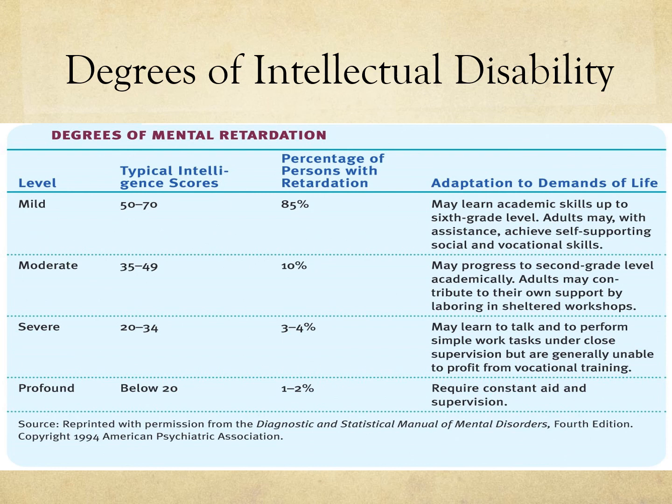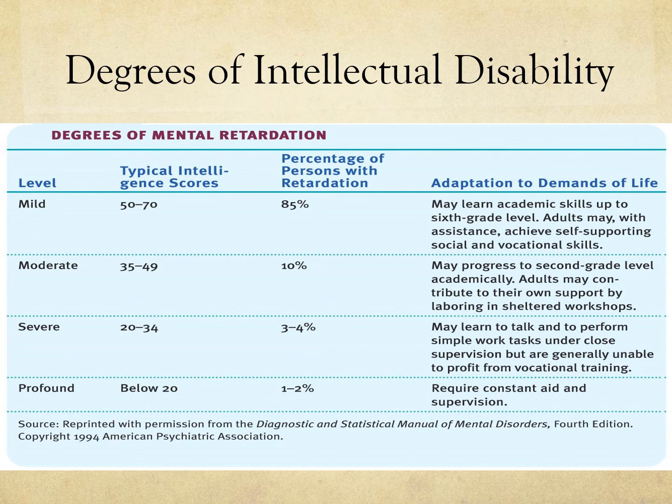So, adaptation to demands of life: they may learn academic skills up to sixth grade level. Adults may, with assistance, achieve self-supporting social and vocational skills. So they can still be a productive part of society, and that is the goal, right? That should be the goal of all citizens, all people, to be a productive part of society. Moderate IQ is 35 to 49. About 10% of people with intellectual disabilities have this. They may progress to a second grade level academically.